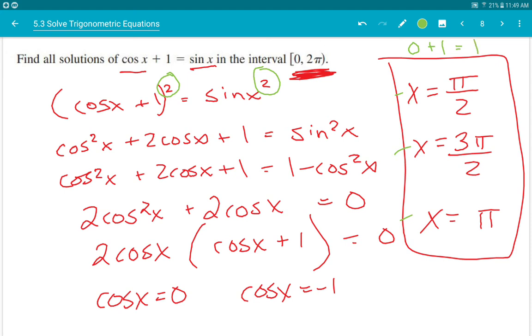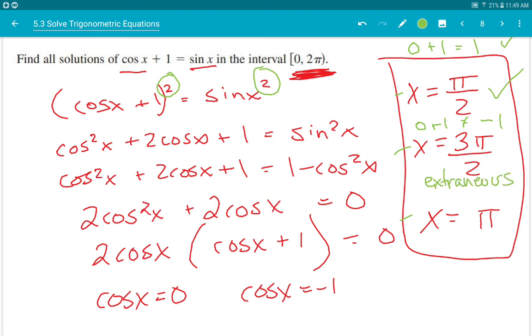The sine of pi over 2 is 1. Okay, so that checks out. So pi over 2 is definitely one of our solutions. Let's look at 3 pi over 2. The cosine of 3 pi over 2 is 0, plus 1, and the sine of 3 pi over 2 is actually -1. Now those do not equal, so we call this an extraneous solution.